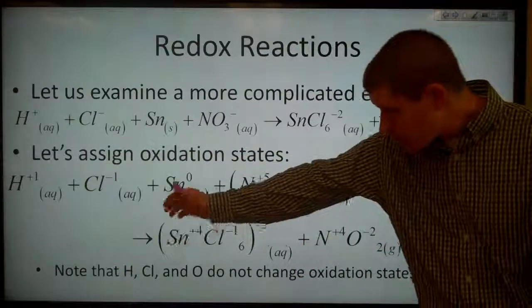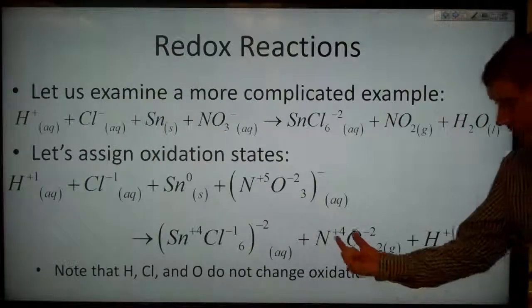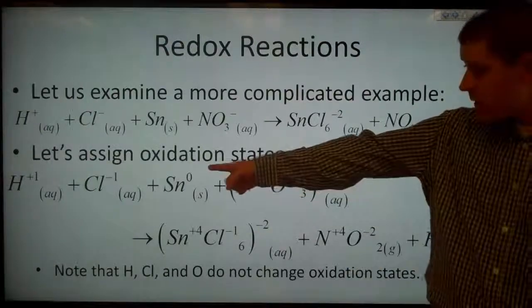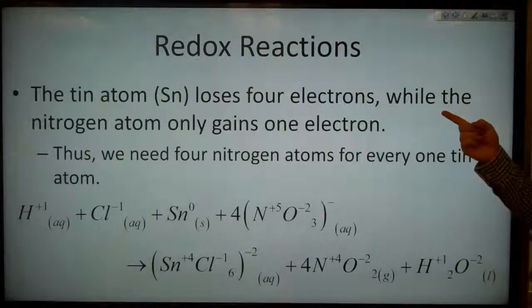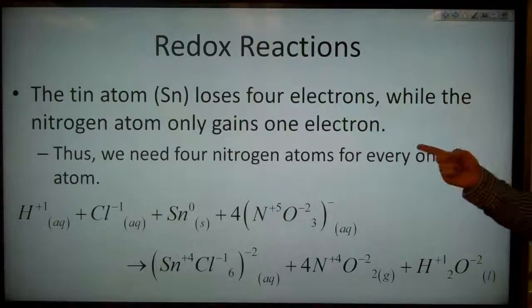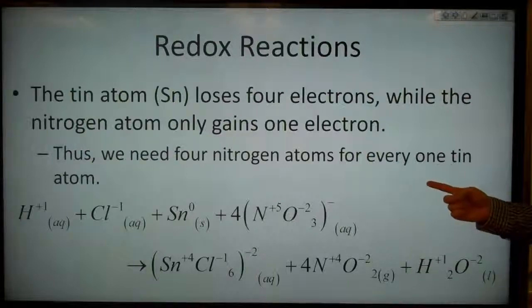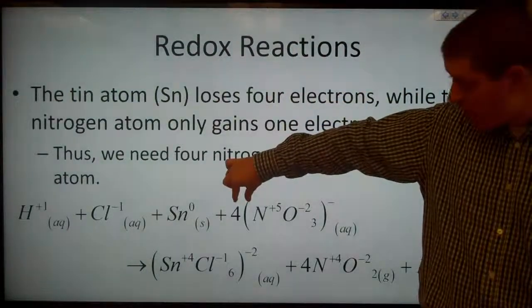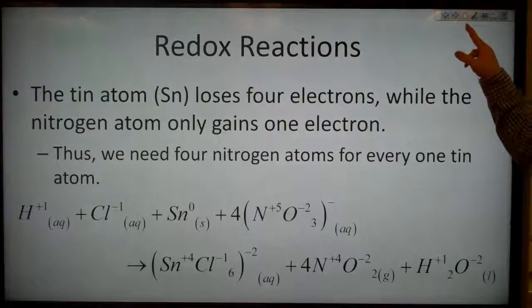So, note that our hydrogen, chlorine and oxygen do not change oxidation states, only the nitrogen and tin do. The nitrogen changes from +5 to +4, and the tin changes from 0 to +4. So, the tin atom loses 4 electrons, while the nitrogen atom gains only 1 electron. This means that we need 4 nitrogen atoms for every 1 tin atom. So we multiply our number of nitrogen atoms by 4 here and there, and we multiply tin by 1, which was already there to begin with.